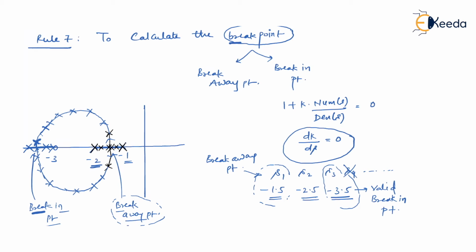Can I say in that case S2 is discarded? S2 is discarded or invalidated. So -2.5 cannot be a break-in or breakaway point because that is not a point on root locus. As you can see, between -2 to -3, it is nothing but NRL area, that is not on root locus area. So definitely -2.5 is the invalid answer. I hope you have understood rule number 7 very well. Let's move to the next rule, that is rule number 8.